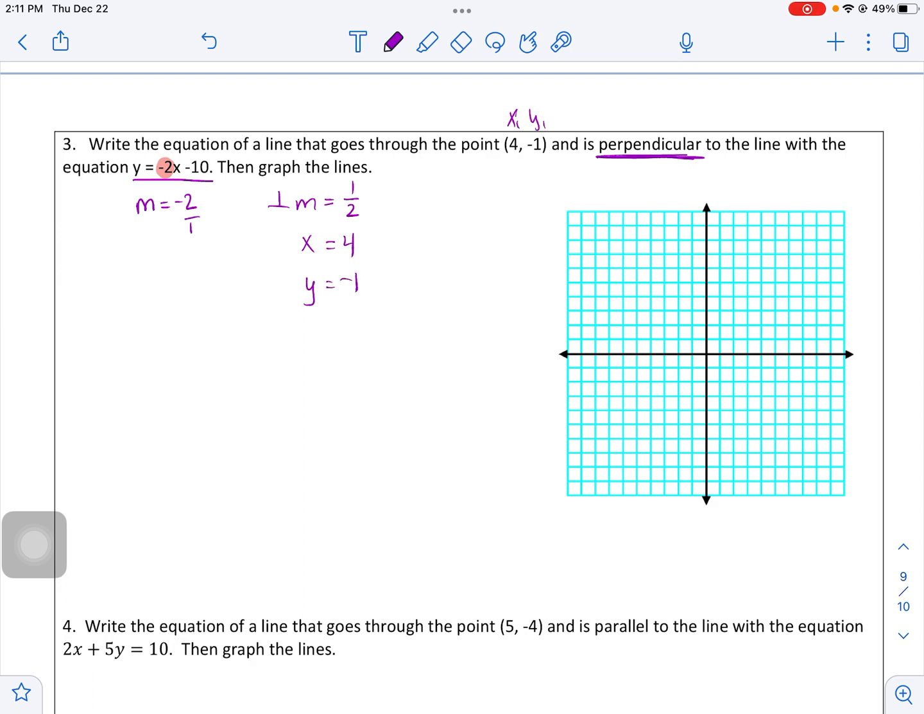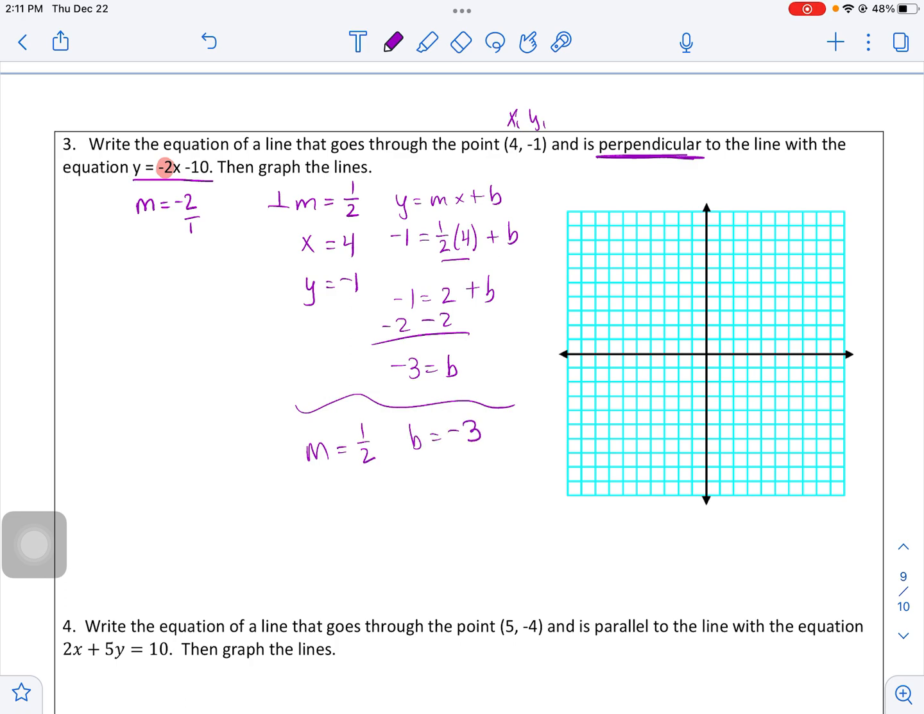I'm going to plug it into y equals mx plus b. My y value is -1. My slope is 1/2. My x value is 4, so I multiply it, add your b. Multiply 1/2 of 4, I get 2. Subtract the 2 to get b by itself, I get -3 for my b value. So I know my slope is going to be 1/2, and the b is going to be -3. Write the equation of the line: y equals 1/2 x minus 3.